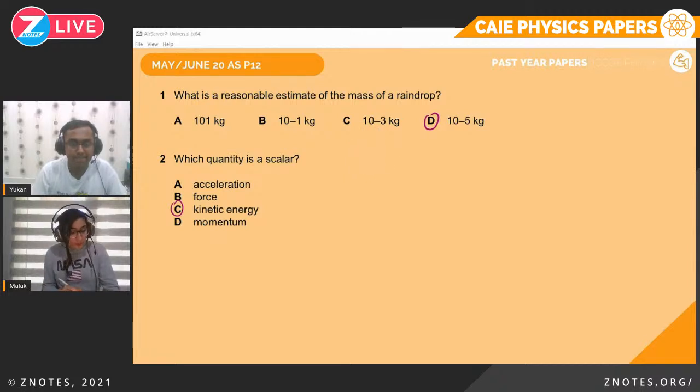Question 2. Which quantity is a scalar? Acceleration, force, kinetic energy, and momentum. So at this point in time, you should probably know that kinetic energy or any type of energy is always scalar. Of course, we know that acceleration is a vector and force is a vector because we always have force triangles and force vector triangles. So we should know by now. So it's kinetic energy.